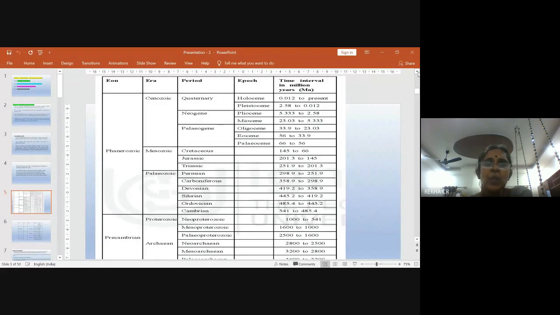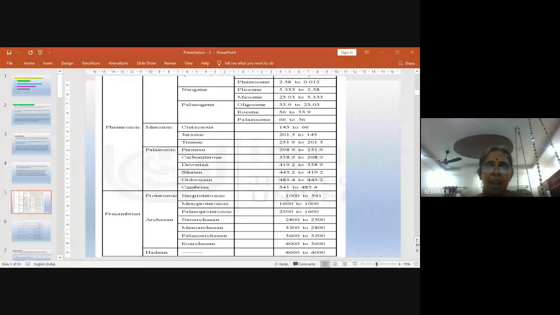Cenozoic is further divided into Quaternary, Neogene, and Paleogene. Similarly, the Mesozoic is divided into Cretaceous, Jurassic, and Triassic. Paleozoic is divided into Permian, Carboniferous, Devonian, Silurian, Ordovician, Cambrian, etc. Then Proterozoic is divided into Neoproterozoic, Mesoproterozoic, and Paleoproterozoic. And similarly, the Archean is divided into Neo-Archean, Meso-Archean, Paleo-Archean, and Eo-Archean.